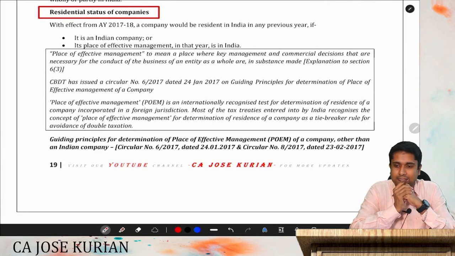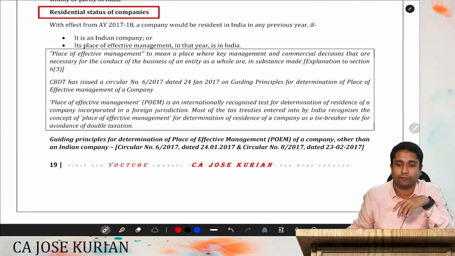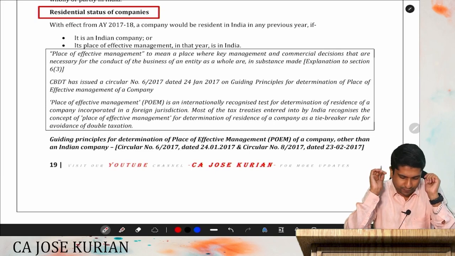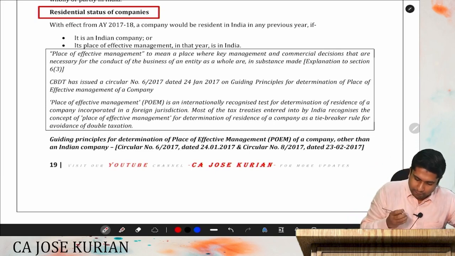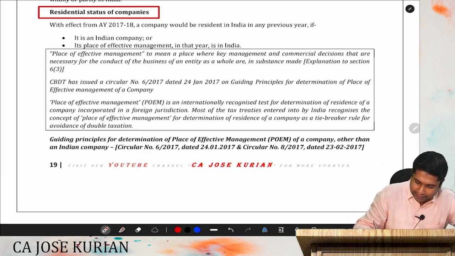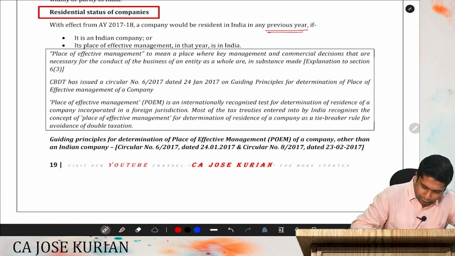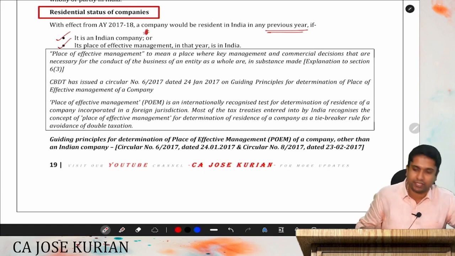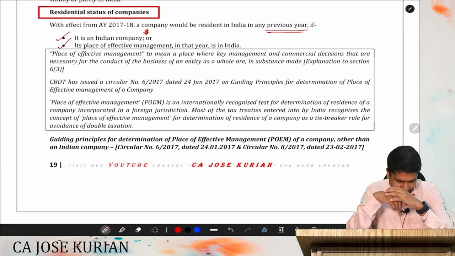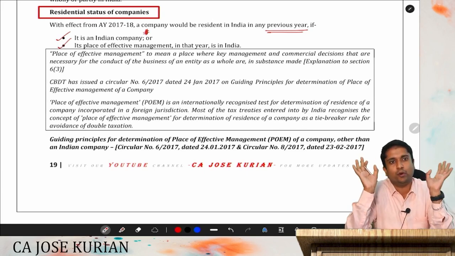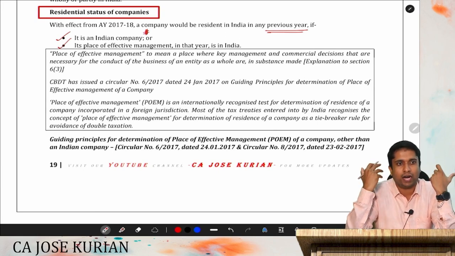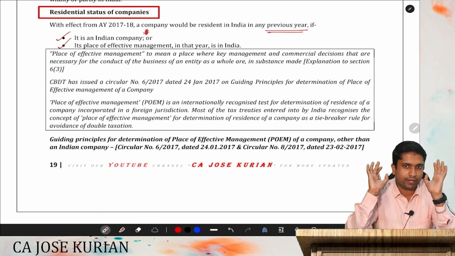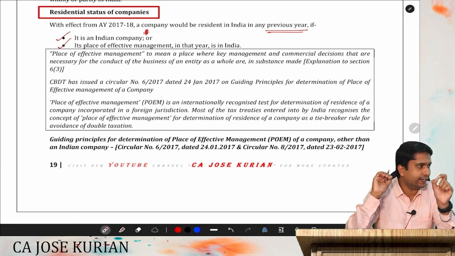How do we determine residency status of companies, which is an important topic for our CA finals? All right. So, determination of residency status of companies is based on two criteria. Number one, all Indian companies are always resident in India. So, if you are an Indian company, then you don't need to check anything else. You are a resident in India.